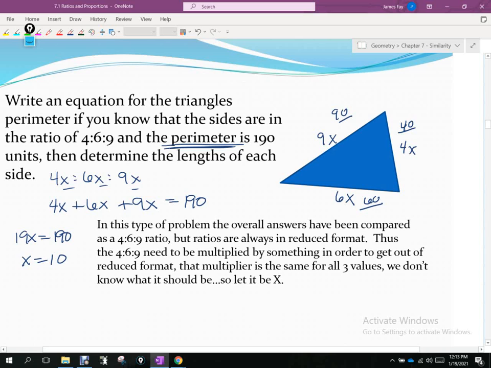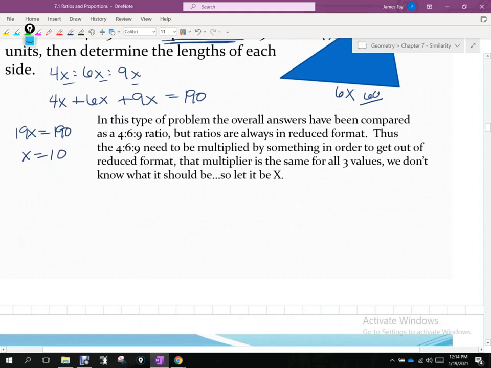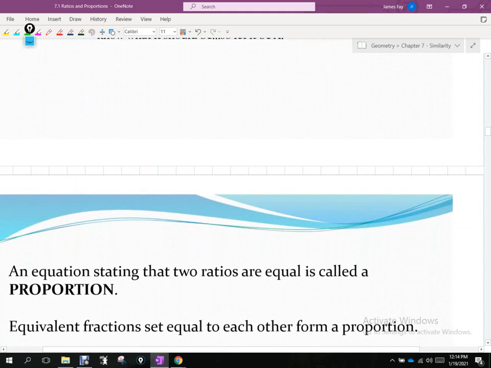Okay? So you might see questions like that. Sometimes they talk about triangles. Next question could be a quadrilateral. Next one could be a pentagon. Doesn't always have to be talking about perimeter. Okay, but that's kind of the idea that we get with extended ratios. Any questions on that or any confusion about anything yet?